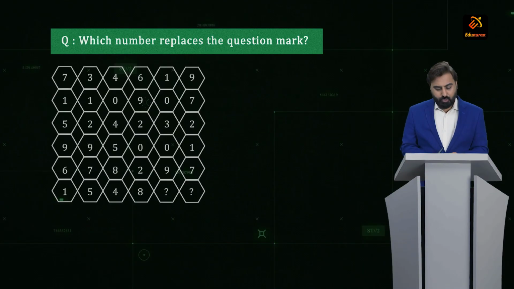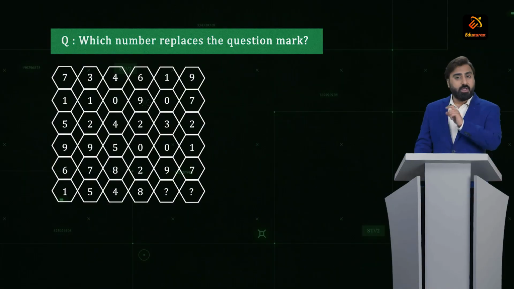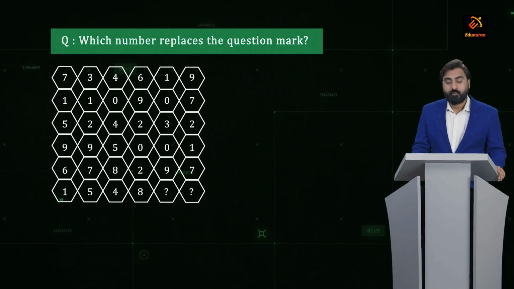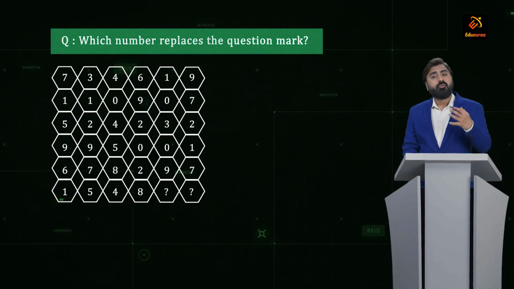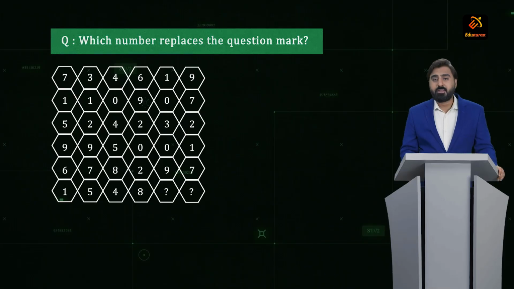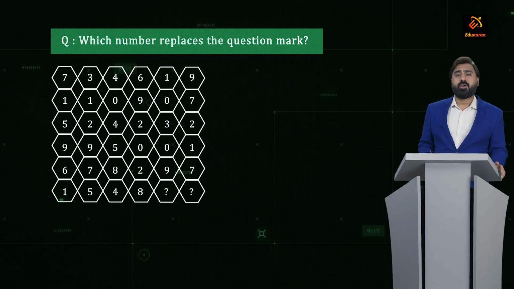The next question is, which number replaces the question mark? Now students, you are given a diagram here, and this diagram has different rows and columns. If we consider the first row, the numbers given to us are 734619. Second row has 110907. Third row has 524232. Fourth row has 995001. Fifth row has 678297, and sixth row has 1548 and 2 missing numbers. So we are supposed to find those missing numbers.